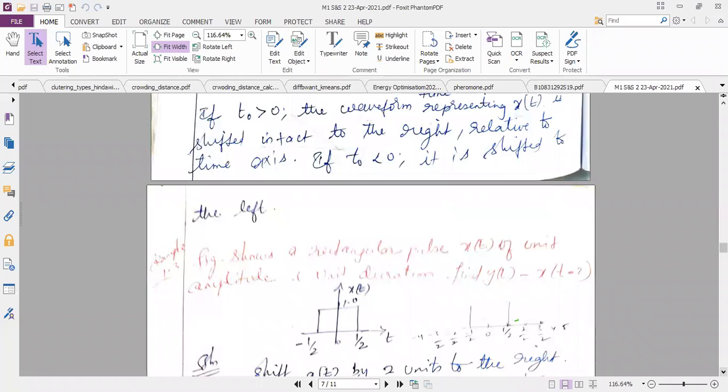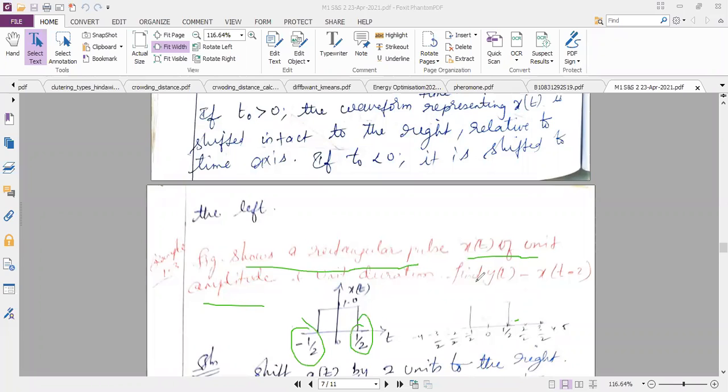So now you can see the screen. I will just read the question if it is not clearly visible. The figure shows a rectangular pulse x of t of unit amplitude. Unit amplitude means the amplitude is 1. And the unit duration. Duration means they have given how much the time is also.